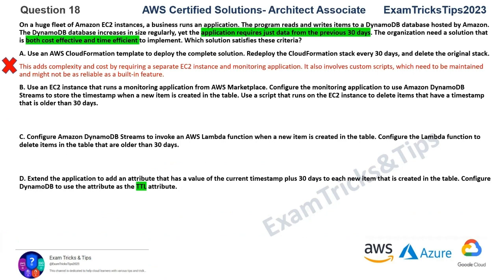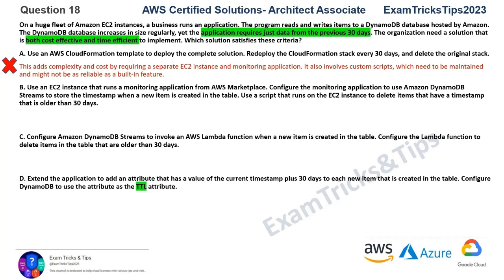Option B: use an EC2 instance that runs a monitoring application from AWS Marketplace. Configure the monitoring application to use DynamoDB streams to store a timestamp when a new item is created. Use a script running on the EC2 instance to delete. Essentially, what it's saying is a very custom solution of creating scripts and deleting items which are older than 30 days. Now, there are two things here.